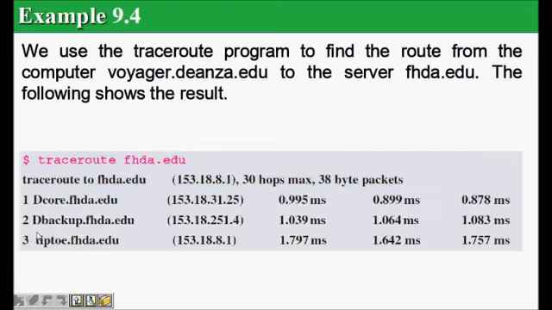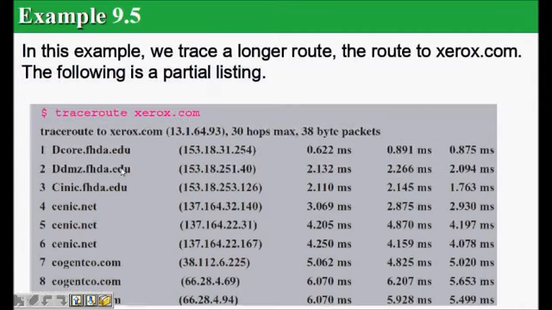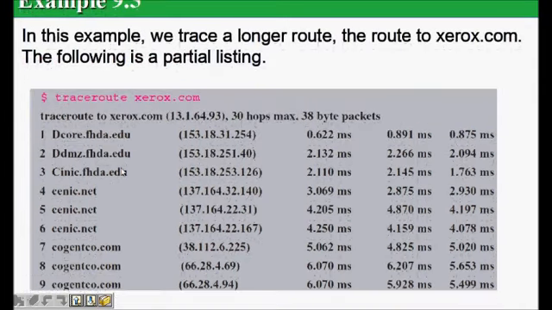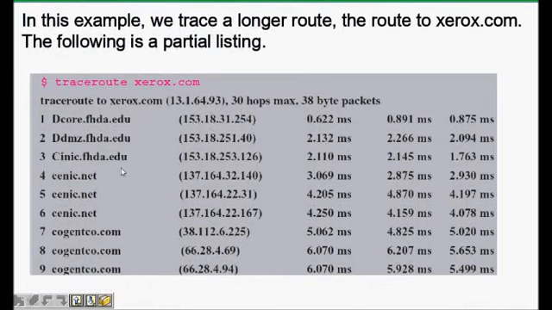So let's try to see. We run traceroute to fhda.edu, and it is just 3 hops. dcore.fhda.edu is the first router, dbackup.fhda.edu is the second router, and the third is tiptoe.fhda. So this is the router path for our traceroute. A longer path is to xerox.com. I have 9 routers in the path.